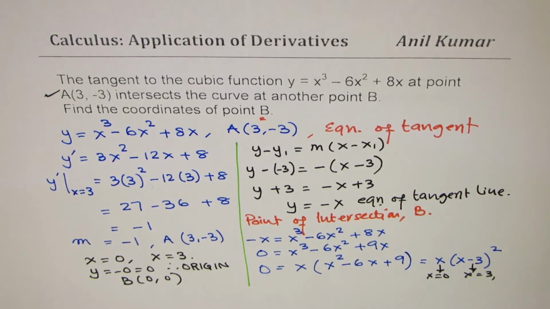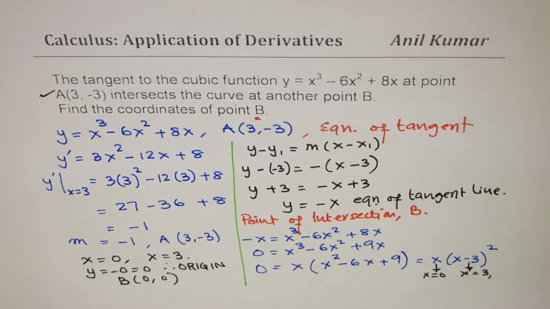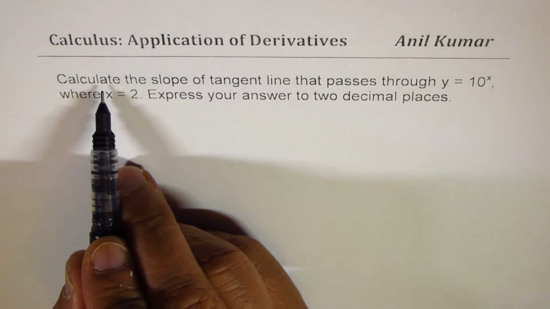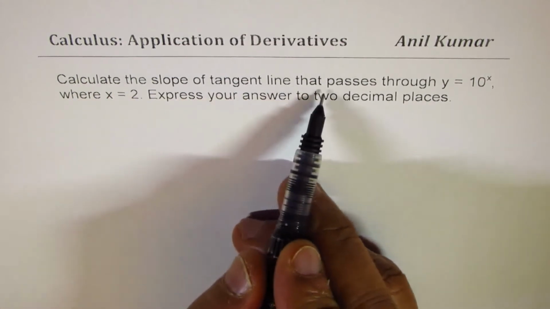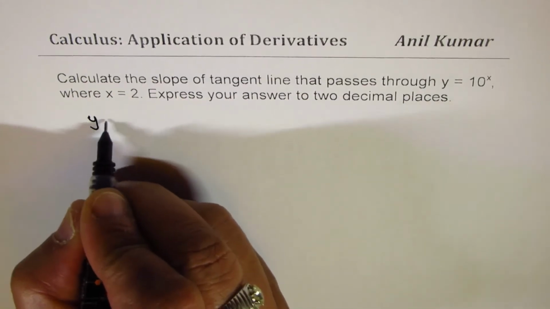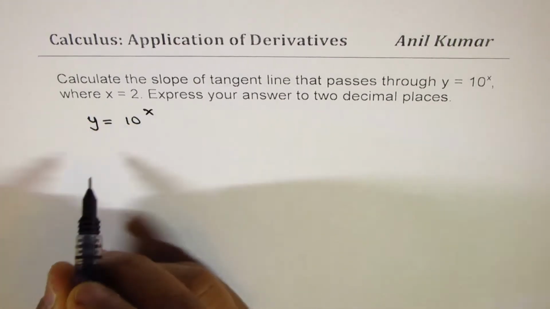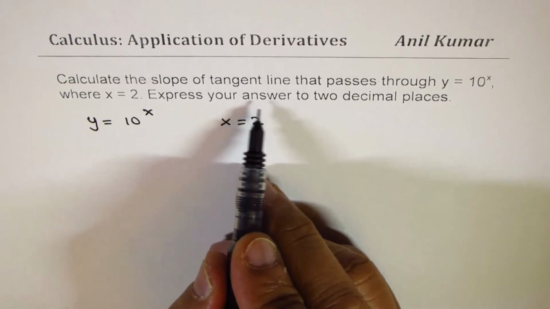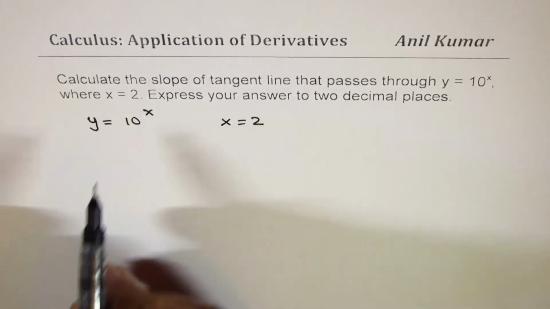So I hope the steps are absolutely clear. Let's move on and take the next question. The question here is, calculate the slope of the tangent line that passes through y equals 10 to the power of x, where x equals 2. Express your answer to 2 decimal places.